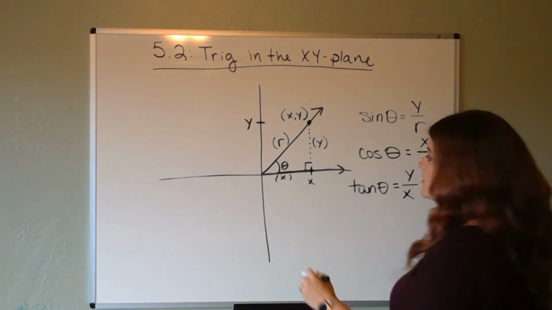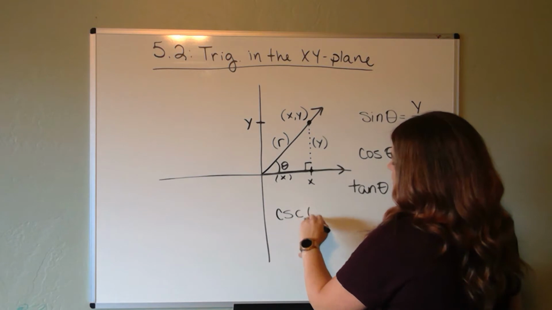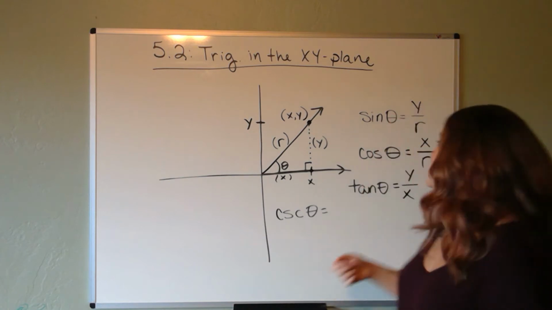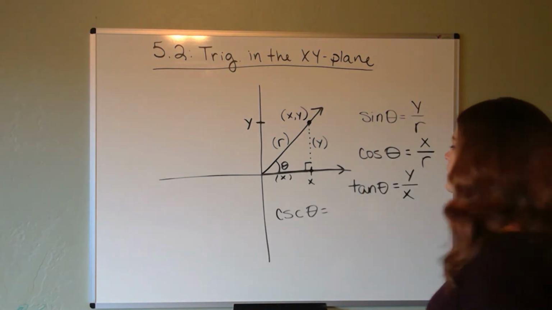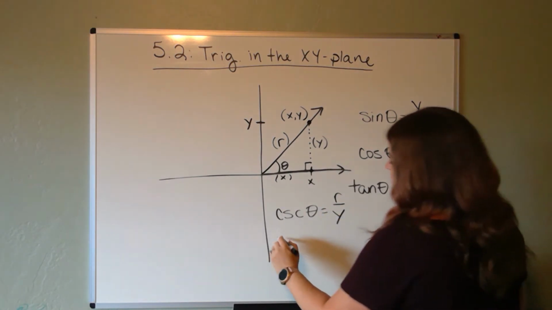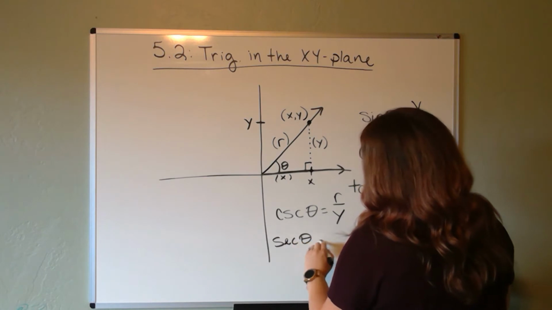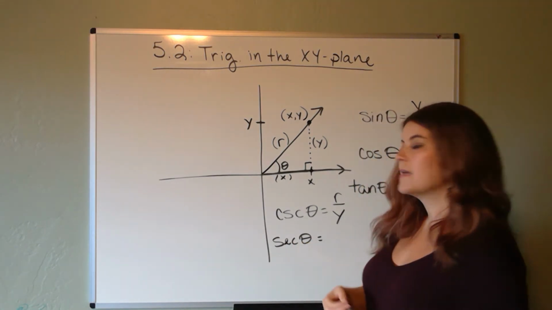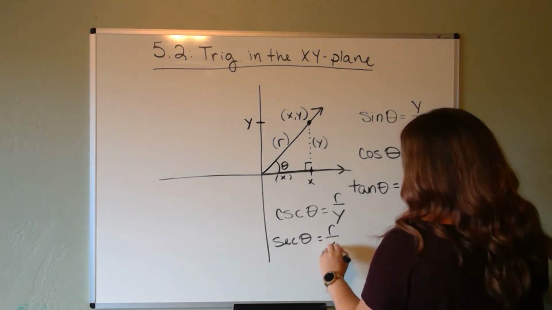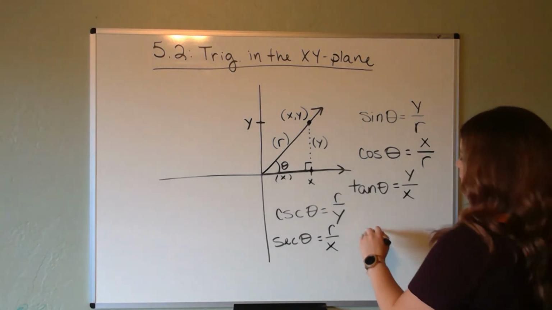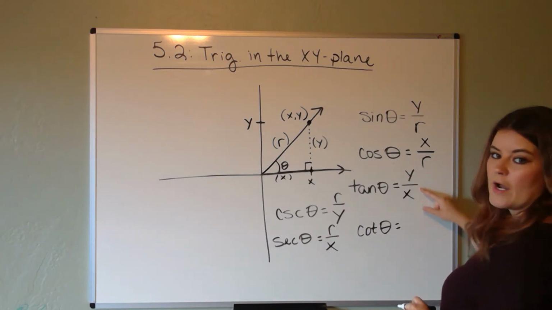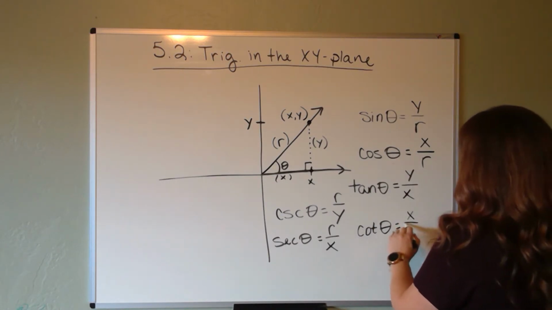Let's do the reciprocal functions. Cosecant. Remember that cosecant is the reciprocal of sine. So if sine is y over r, cosecant will be r over y. Secant. Remember, secant is the reciprocal of cosine. So take your x over r from cosine and flip it, and you get r over x. Lastly, we have cotangent. I know that's the reciprocal of tangent. So instead of y over x, it'll be x over y.